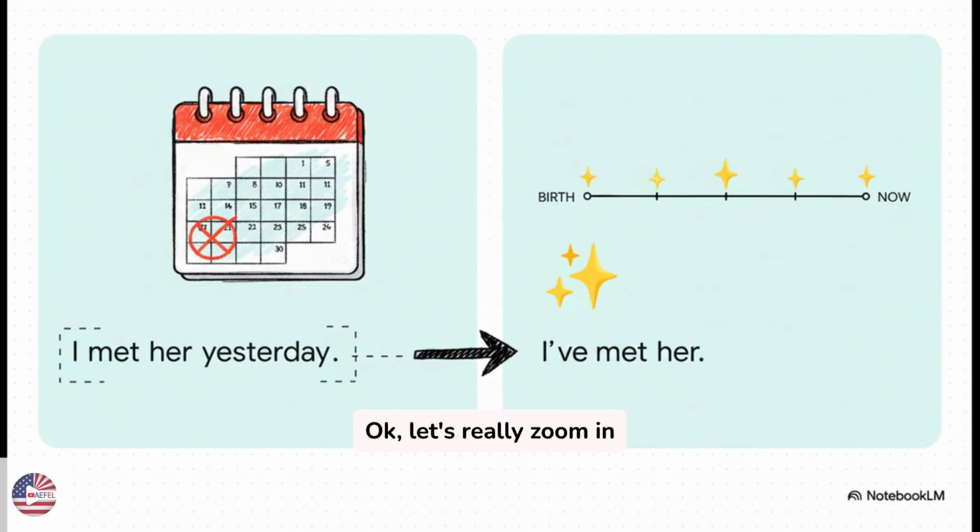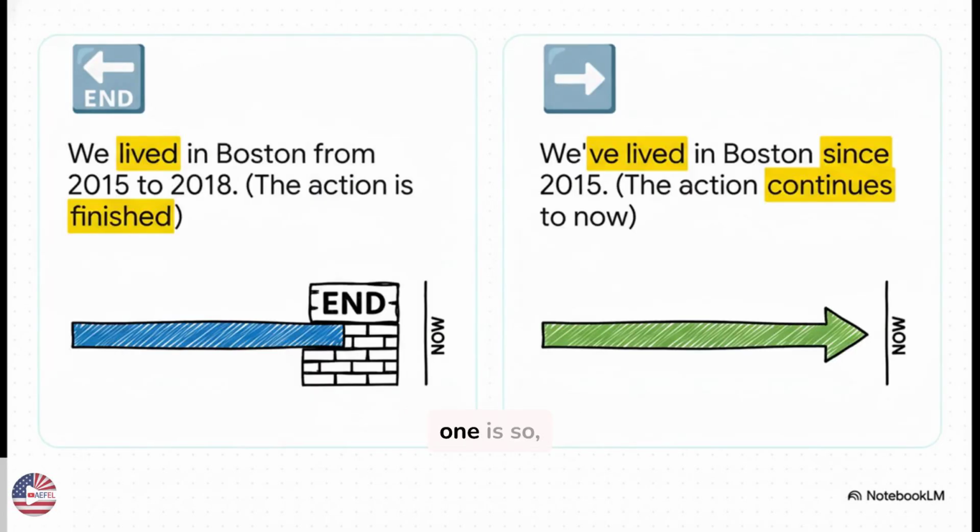Okay, let's really zoom in on this. The only difference between these two sentences is one tiny word, yesterday. The second you add a finished time word, you lock it in the past. You have to use the simple past. But take that word away, now you're just talking about your general life experience. It's something that's true about your life, so you use the present perfect. It's really that sensitive.